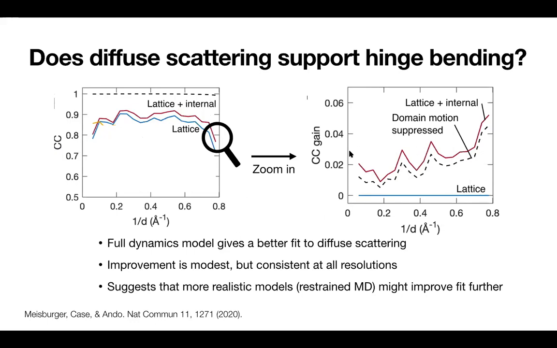The improvement, though, is very modest, just 0.01 or less in CC. It's a very small improvement, but it is consistent across all resolutions, so that's a good sign. We've got a long way to go before we get to perfect CC. I think that maybe more realistic models, such as restrained MD simulations, might improve the fit even further.